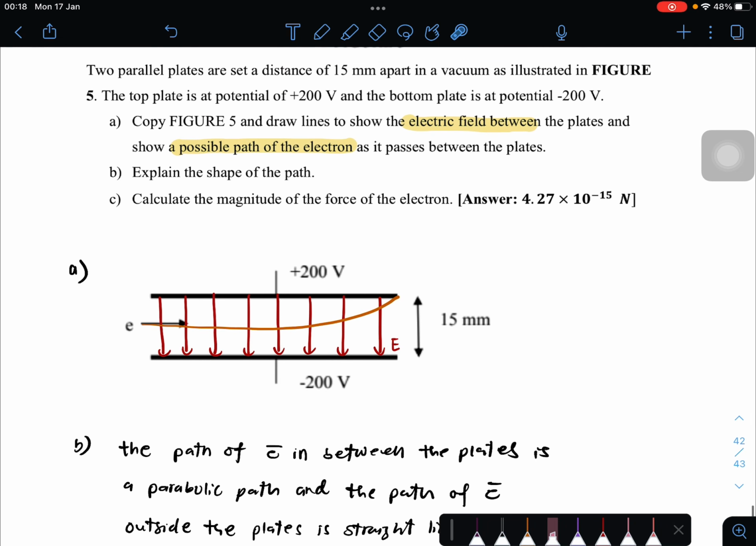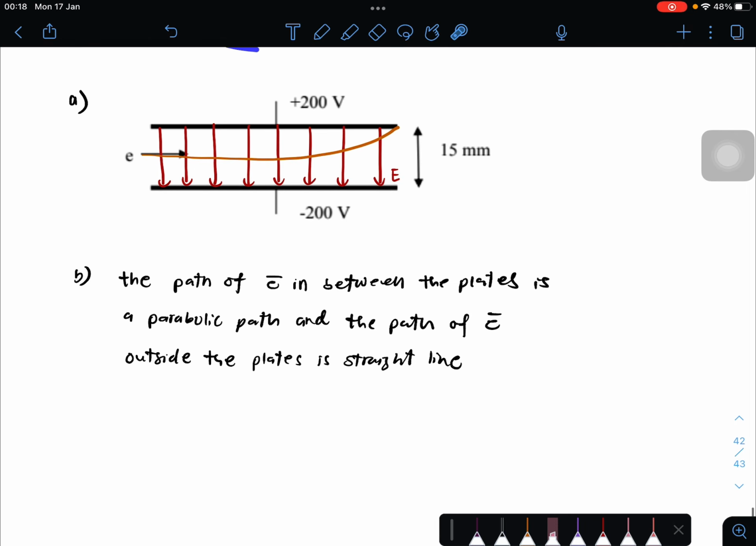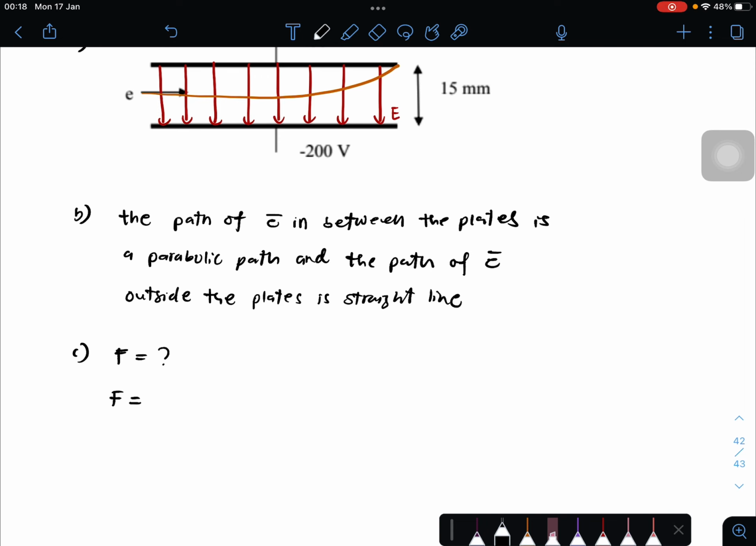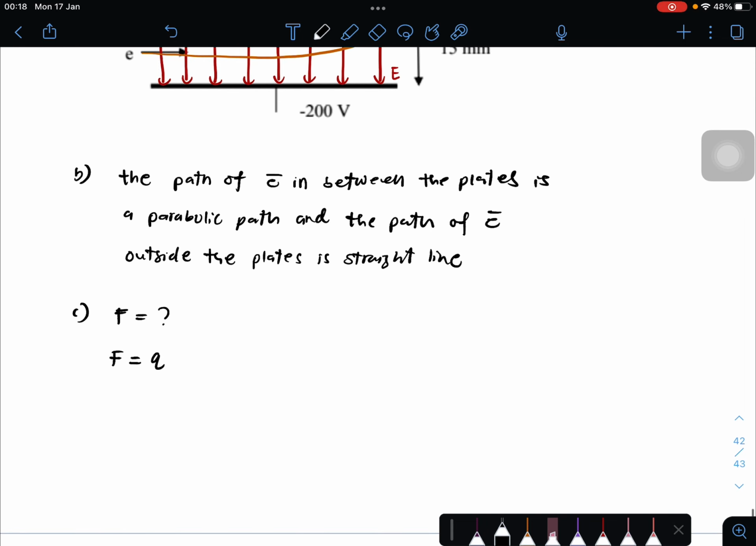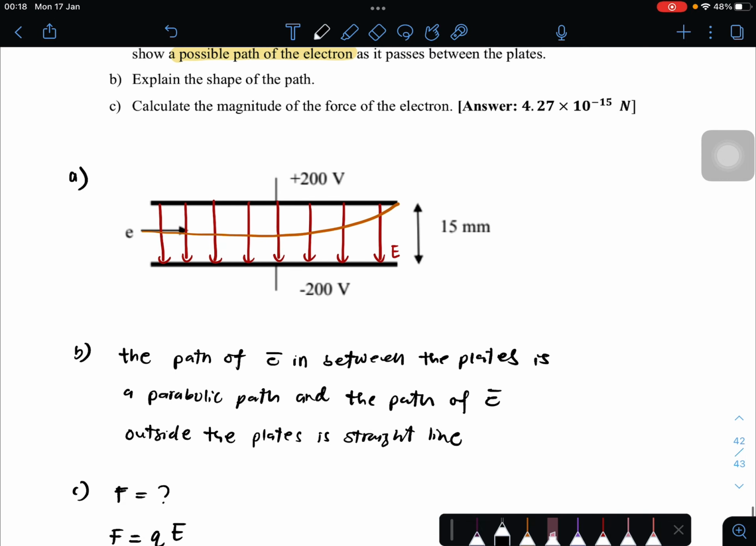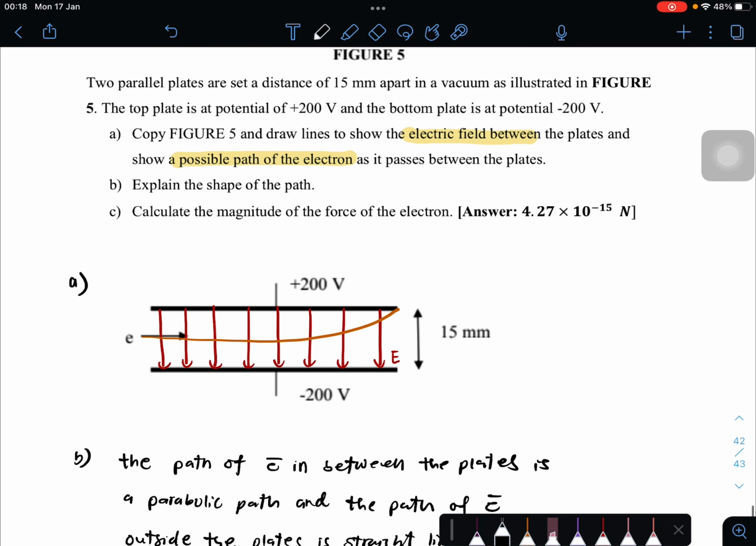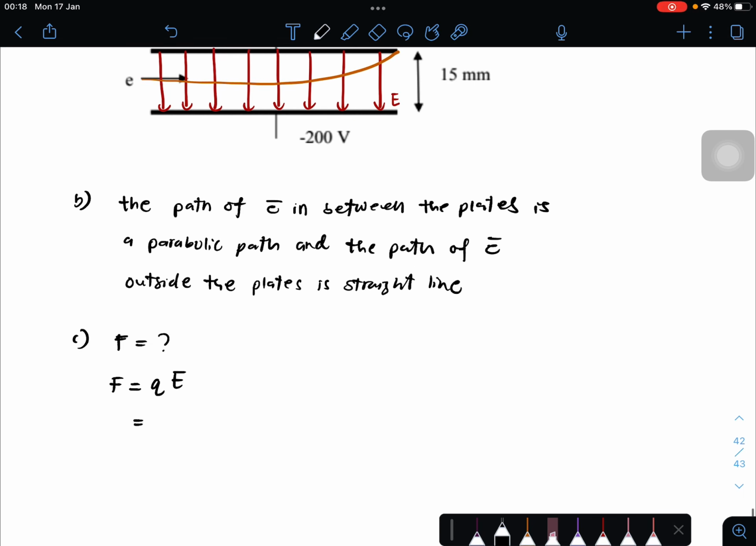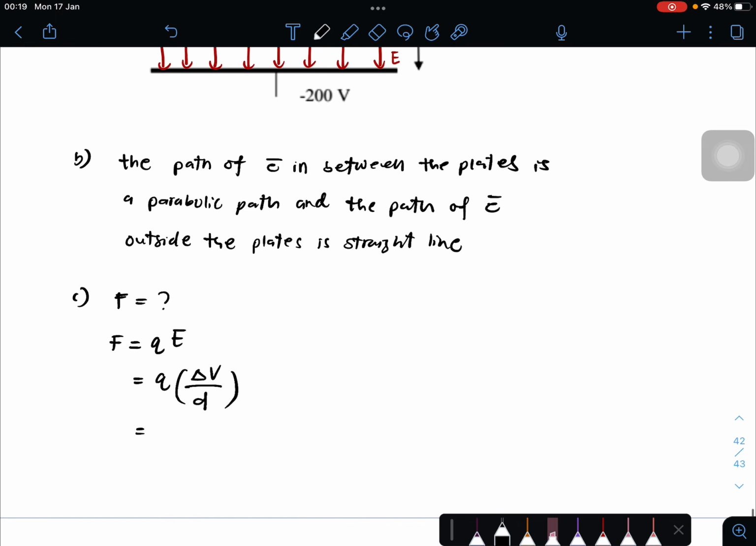Okay, and then last one, we want to calculate the magnitude of the force of the electron. Okay, so soalan C, we want to find the force. Keluarkan formula untuk force. Force adalah sama dengan Q times with E. And then are we given the value for E? We are not given the value for E, but we are given the value for volt here. So we can say that E is equal to delta V divided by D. Okay, so from here you just masukkan lah.